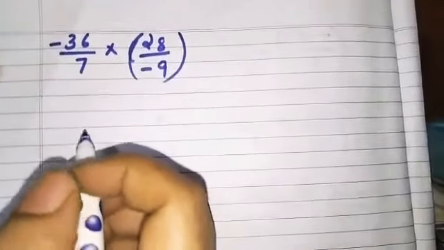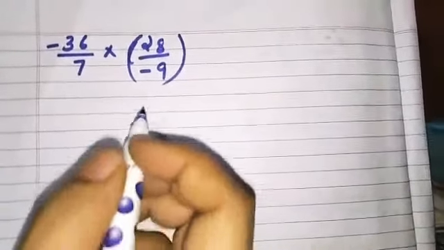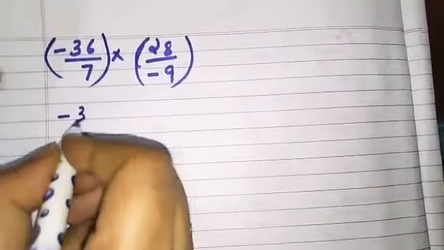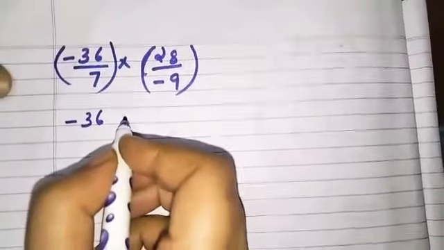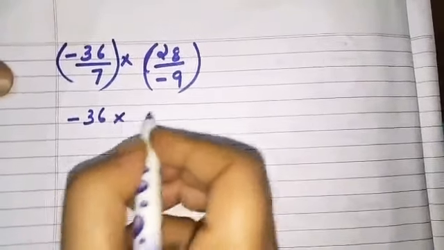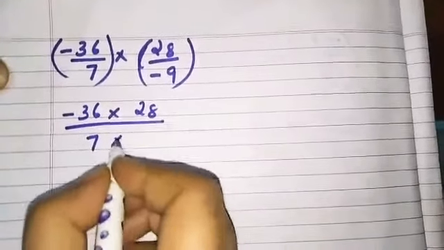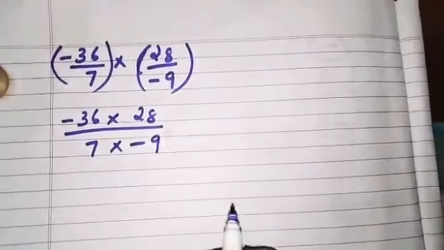Okay, the first step here to multiply this rational number is, actually this needs to be in brackets. We will remove the bracket first. So we are going to take it as minus 36 into 28 divided by 7 into minus 9. This is your first step.